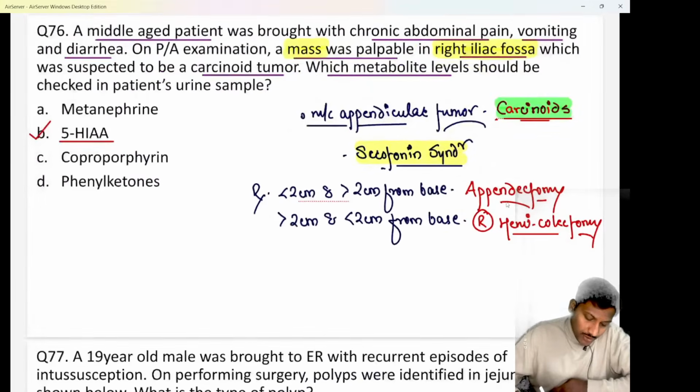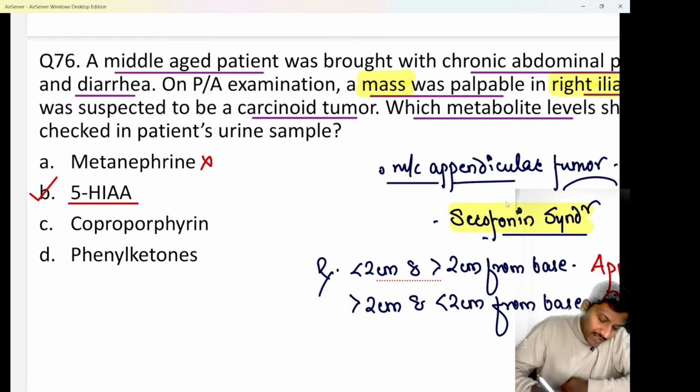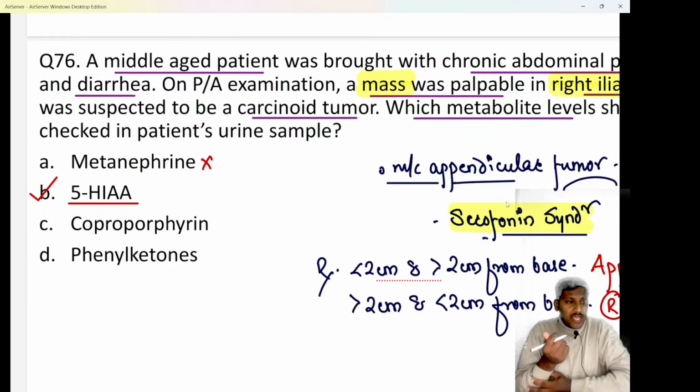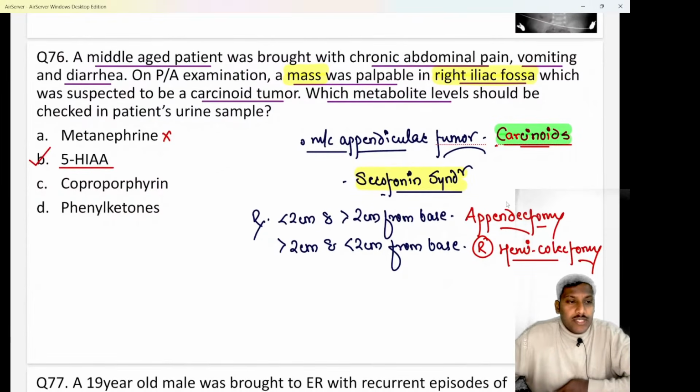Hopefully clear. Now do remember, if they ask you metanephrine, yesterday itself I told you that metanephrine levels in the urine are going to be elevated in patients suffering from pheochromocytoma. So if it was a case of pheochromocytoma, the mass is not in the right iliac fossa, as I told you yesterday. The mass is going to be in the lumbar region or in the flank. That is one thing to be remembered. Clear?